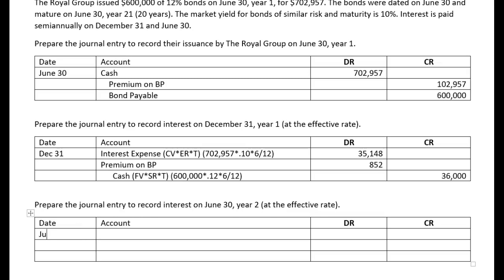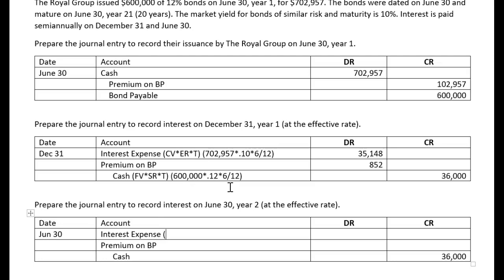So let's talk about that. So June 30th. Again, the entry will be the exact same. Every time we pay our interest, we're going to go in and amortize a little of the premium, record the interest expense, and record the cash. Now, the cool thing about a bond, the cash payment never changes. Once you calculate that 36, assuming you can do it correctly, it will be that way. Now, the interest expense. So here's what we've got to watch.